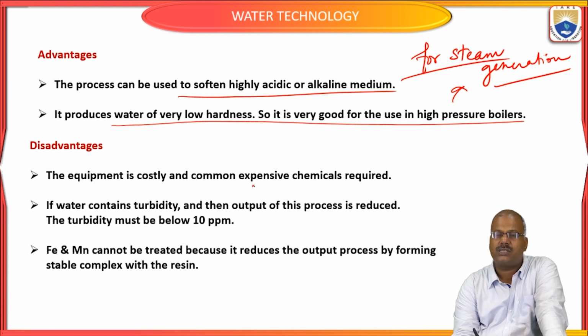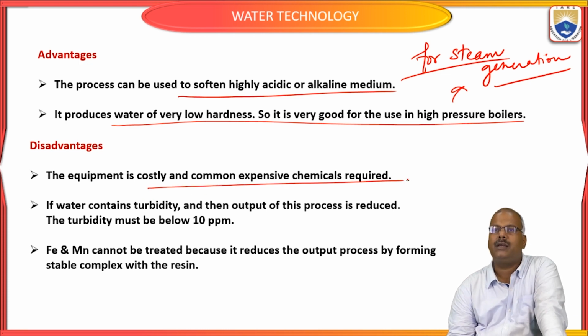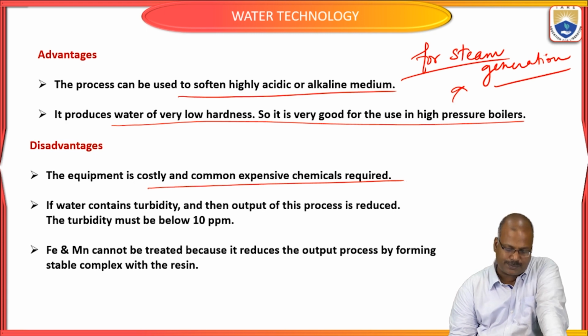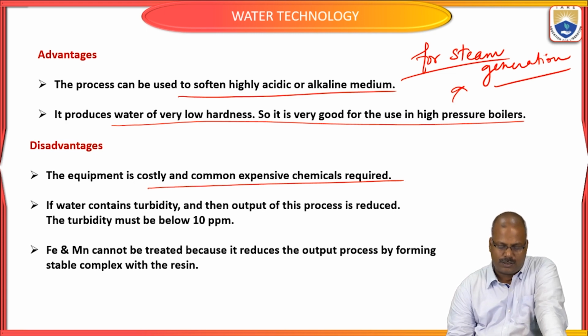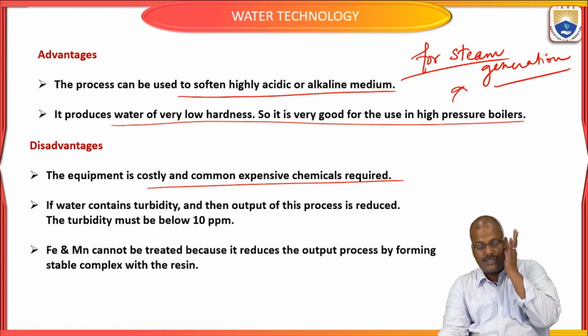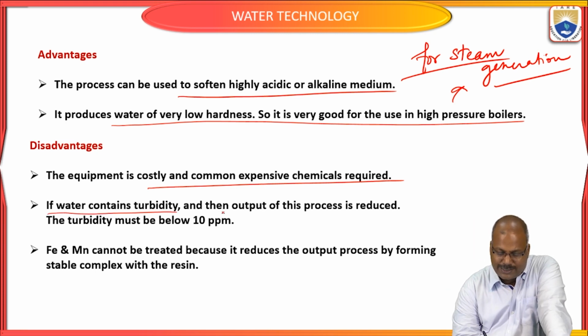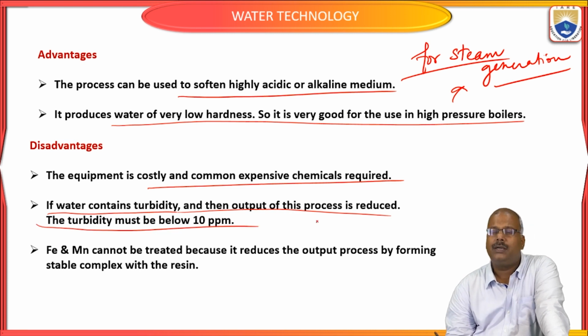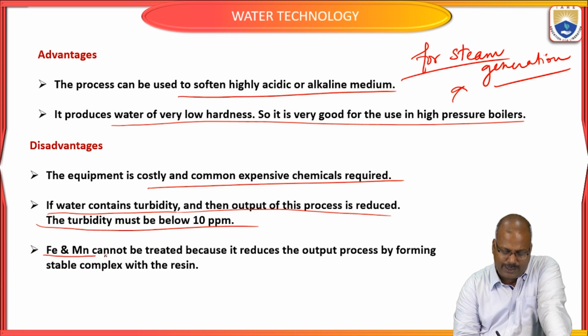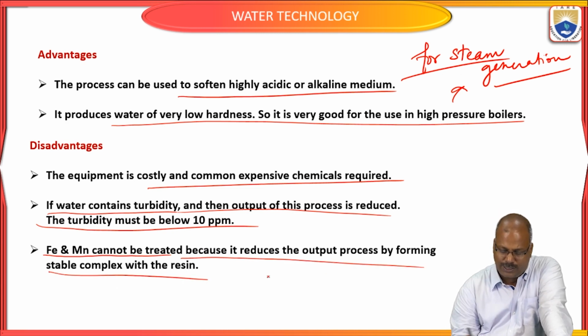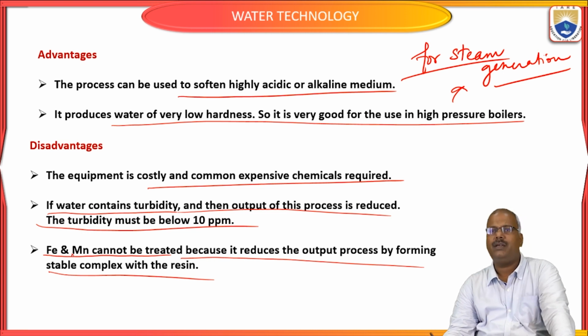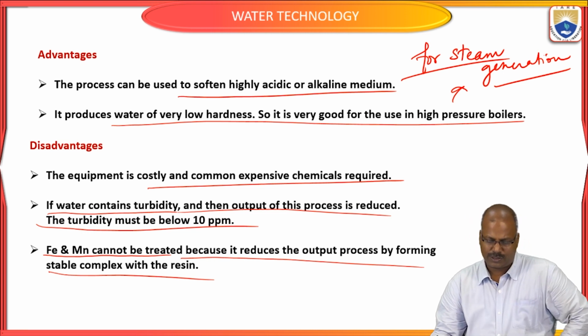Disadvantage: the equipment is costly and the chemicals required are expensive. The resin is the major expensive thing. If water contains turbidity, then the output is reduced. The turbidity must be below 10 ppm. Another thing, iron and manganese cannot be treated in this because they reduce the output by forming stable complexes with the resin. This is one of the disadvantages.